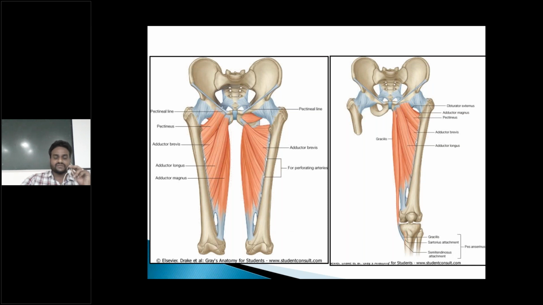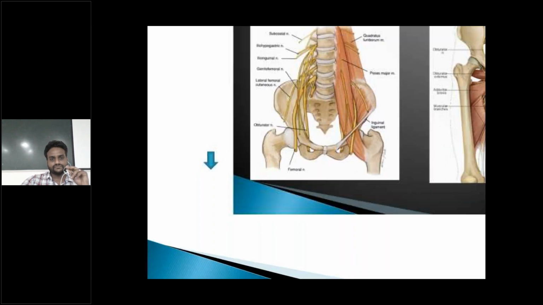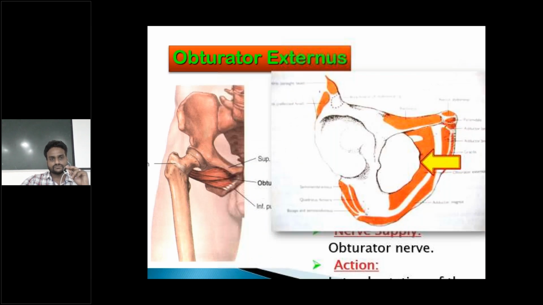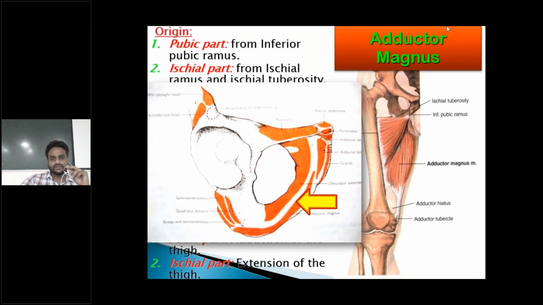Clear? So this is about all these muscles. Out of all these muscles, the adductor magnus is very, very important. That is a short notes question. Usually you have to read details about the adductor magnus. In this picture, you see the origin of the adductor magnus, insertion, parts, and nerve supply.